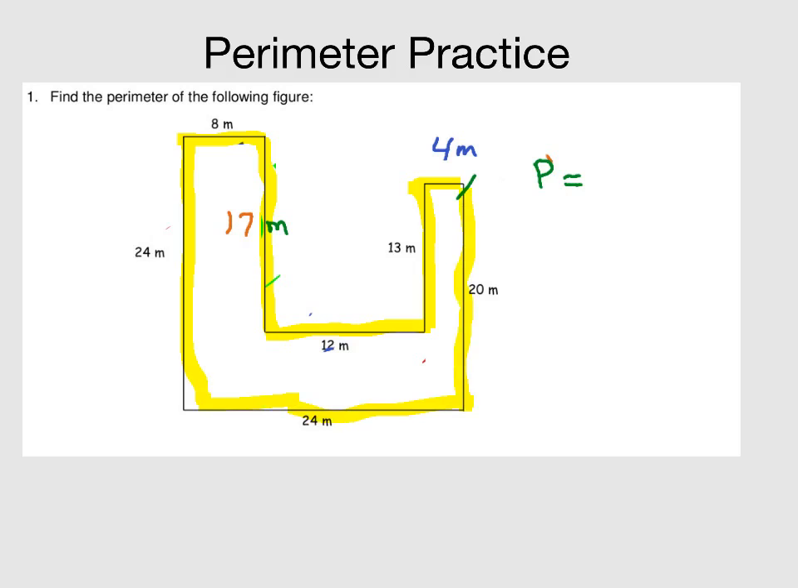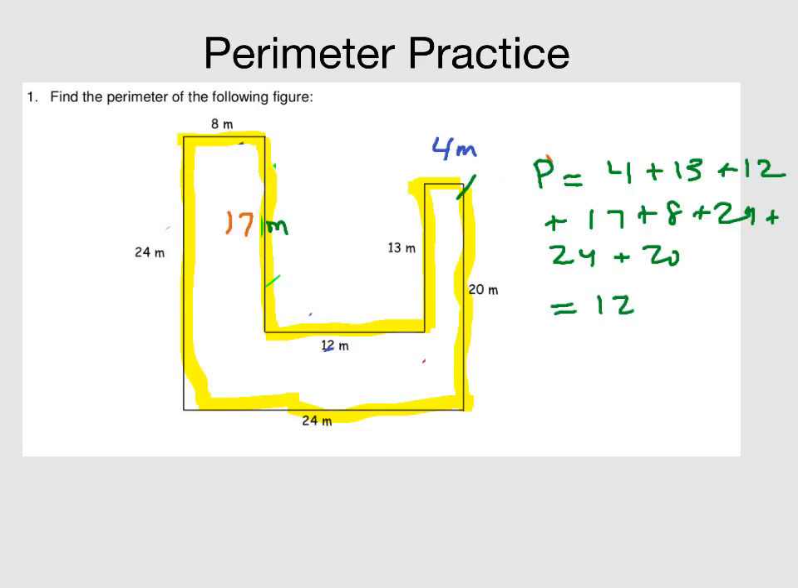That may seem a little infantile to do it that way, but I guarantee you it's an organized method. So 4 plus 13 plus 12 along the bottom plus 17 up plus 8 over plus 24 down plus 24 along the bottom plus 20 back up. You're back to where you started again. Add those all up, 17, 29, and so on. Get your calculator out. The answer is going to be 122 meters for the perimeter of that irregular shape.